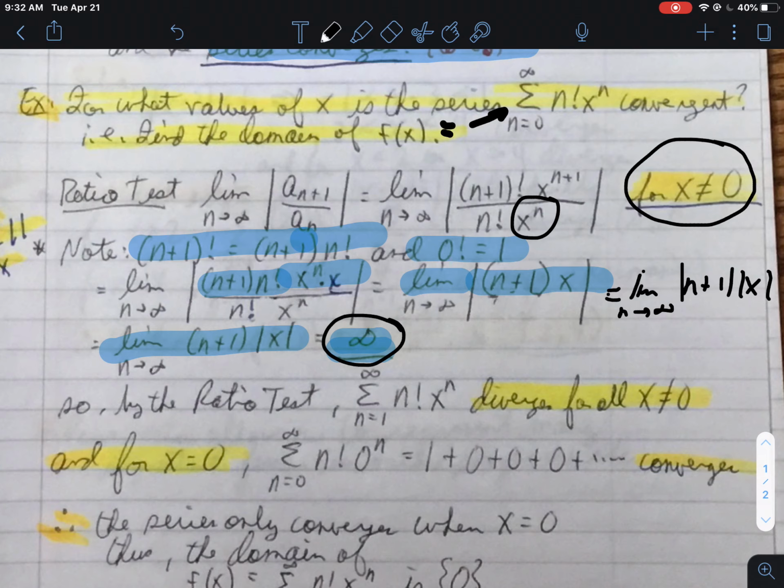So what happens for x equals 0? Well, for x equals 0, we go back to the original series and plug it in. So that gives me the sum as n goes from 0 to infinity of n factorial times 0 to the n. All I did was plug in 0 in place of x.